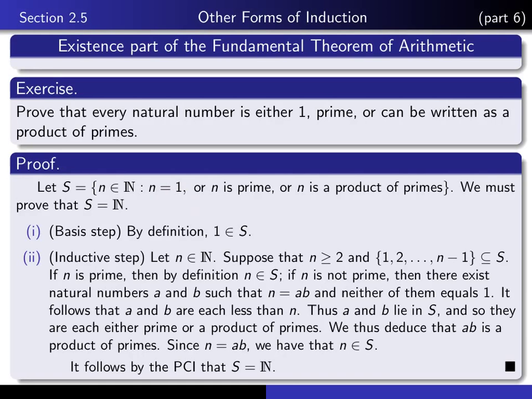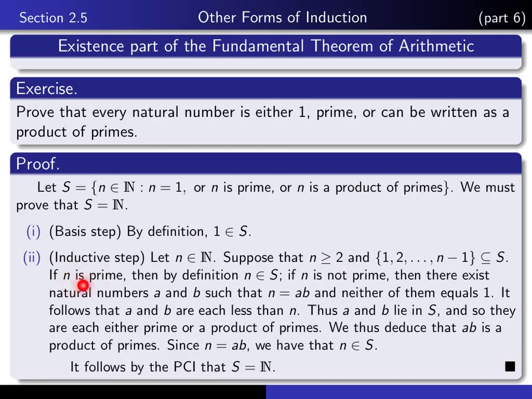So here's my proof of the inductive step. I let n be a natural number, and I suppose that n is at least 2, and all of its predecessors in the set of natural numbers lie in S. Why did I say 2? Because 2 is the first natural number which I haven't as yet verified lies in S. Right? So far we've only verified that 1 is in S.